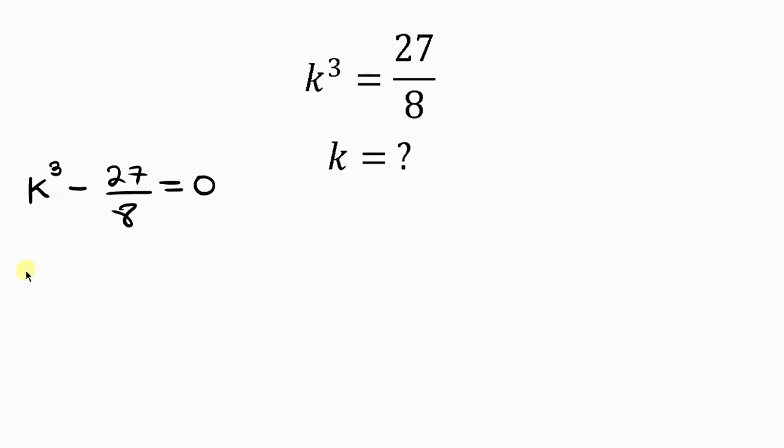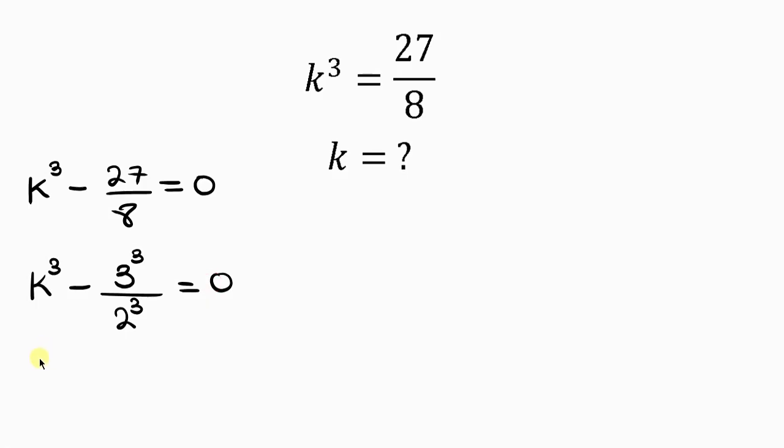So this becomes k cube minus 27 is a perfect cube, which means it can be written as 3 cube all over 8 is also a perfect cube, which means it can be written as 2 cube. Now, our next step will be for us to apply the law of indices. Sorry, I'm going to be putting 0 here.